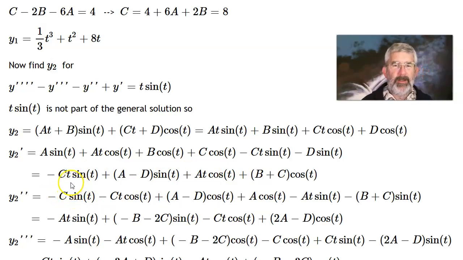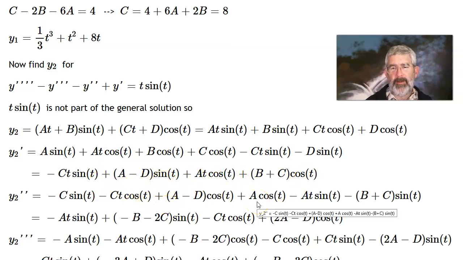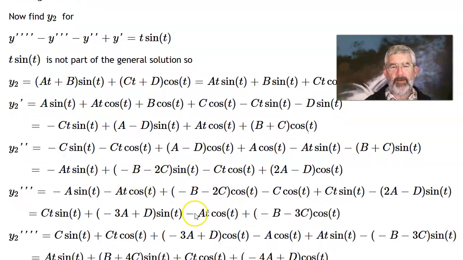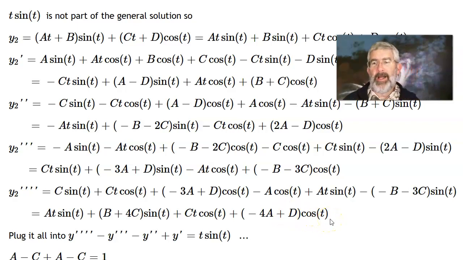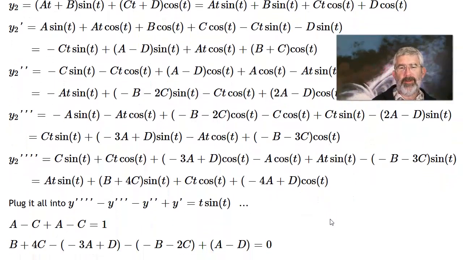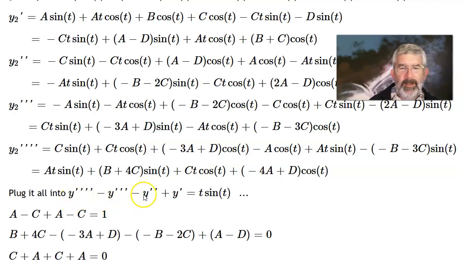But anyway, do a product rule, derivatives of sine and cosine, and gather your like terms again. And there's a second derivative, and the third derivative, and the fourth derivative. I mean, this is not hard. It's just a lot. You just have to keep taking derivatives. Now that you've got all those derivatives, you can plug them in. So the fourth derivative minus the third derivative minus the second derivative plus the first derivative, and set that equal to t sine t. Now I put dot dot dot here. This is where you can do the work.